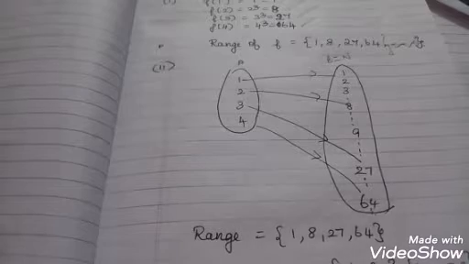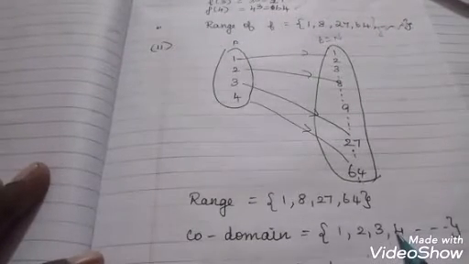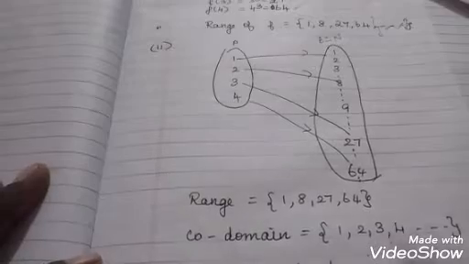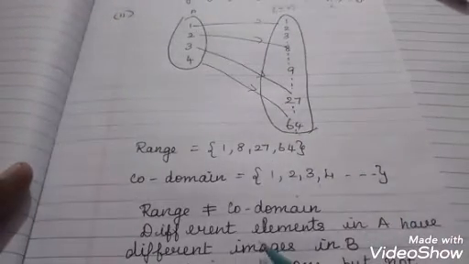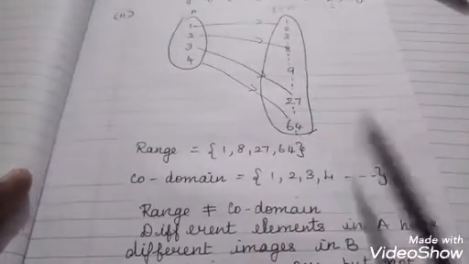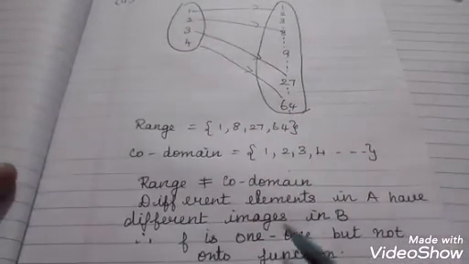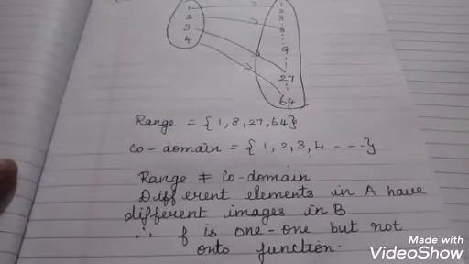Your codomain is equal to, what is it here, 1, 2, 3, 4. Naturally, these two are not equal. Therefore, your range is not equal to the codomain. Also, different elements in A have got different images. The images are not repeated. Therefore, it is said to be one-to-one, but not an onto function.